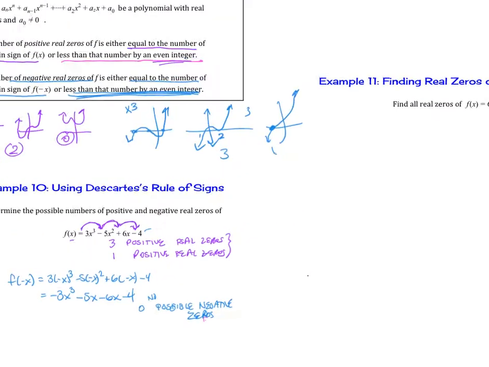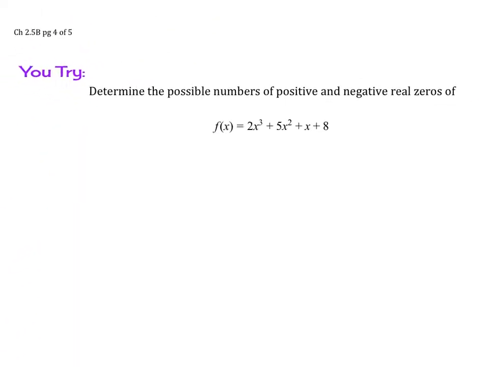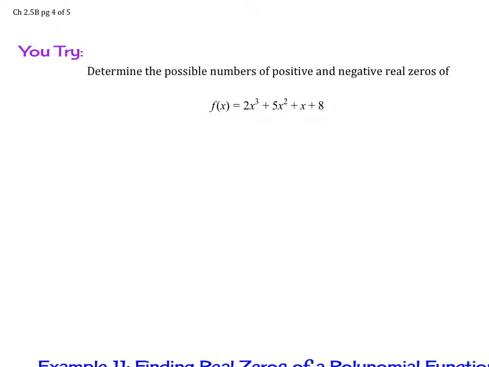Go ahead and try this next example real quick. Just determine the possible number of positive and negative real zeros. Pause the video and try it out.